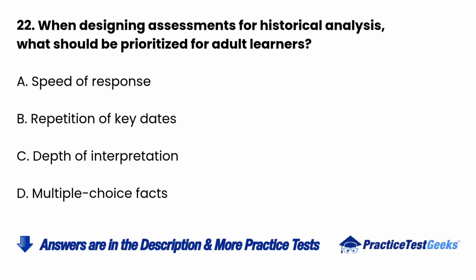22. When designing assessments for historical analysis, what should be prioritized for adult learners? A. Speed of response. B. Repetition of key dates. C. Depth of interpretation. D. Multiple choice facts.